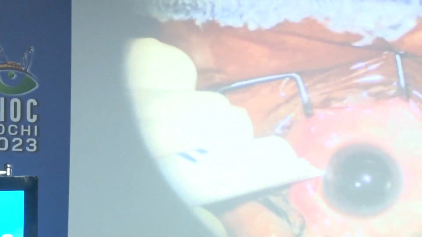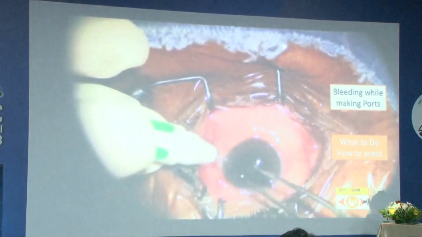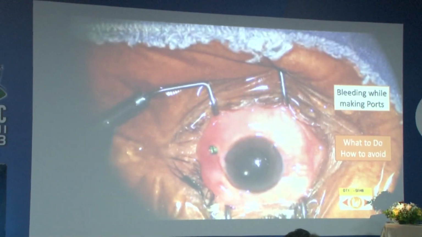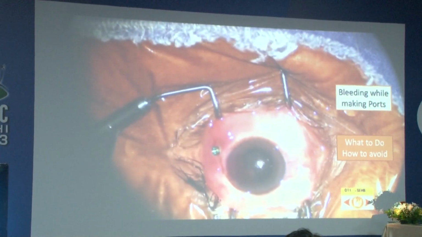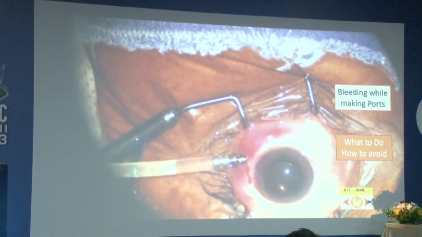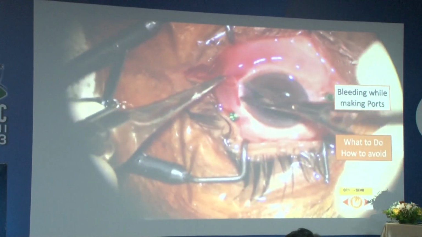So my topic is fairly common. Most of us would be dealing with diabetic vitrectomies, and my topic is to manage common errors. So I would show what errors one makes and what to do to avoid those errors. In this case, when we make a port, sometimes we see that there are bleeds in the anterior chamber. So my question to the panelists would be how to avoid this, and what would be the cause for this bleed.